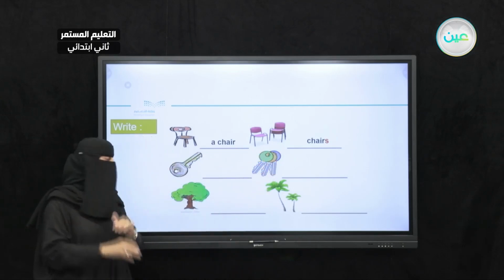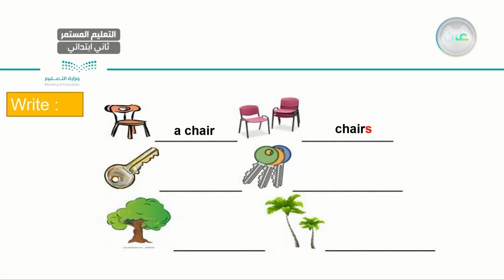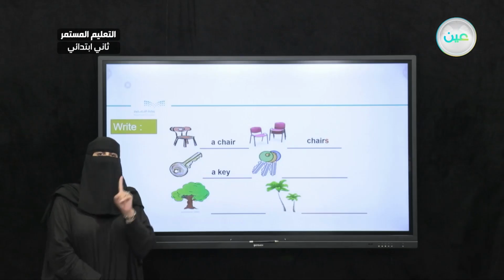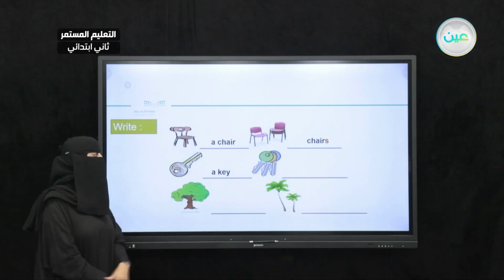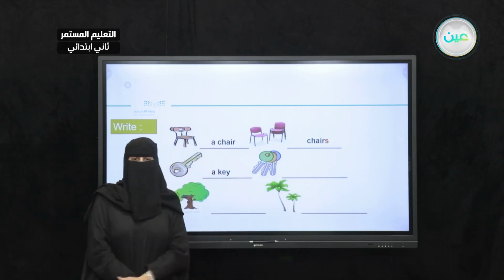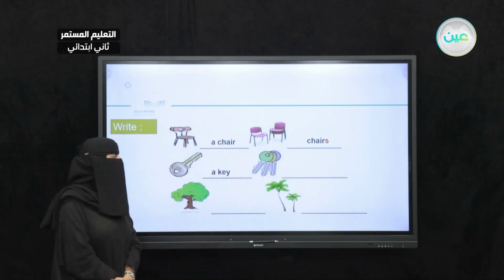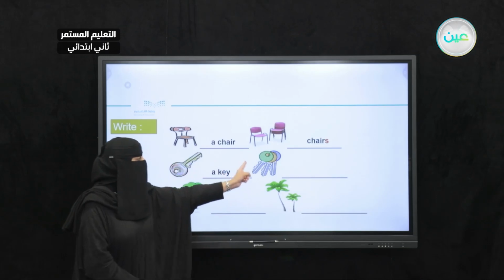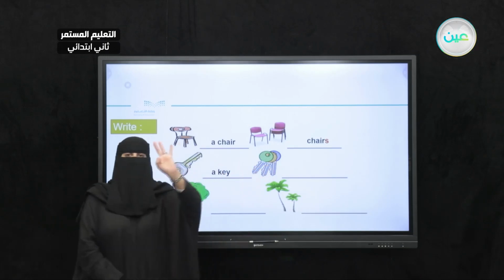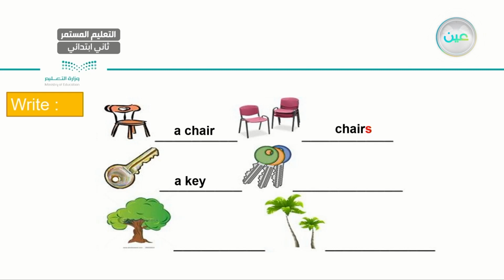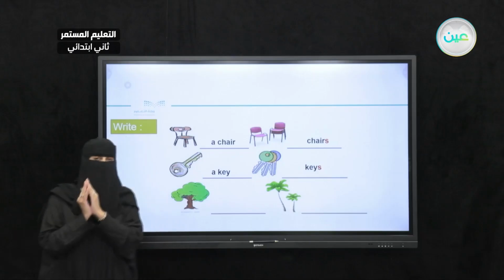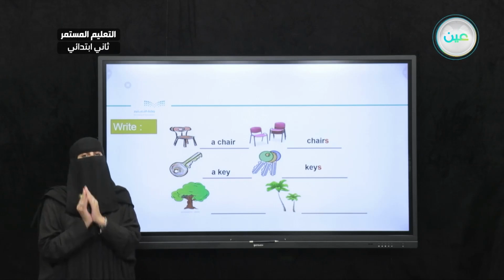Okay, let's go to the next one. How many keys can you see? A key, just 1. A key, very good, singular. How many keys can you see here? 1, 2, 3. I can count 3 keys. Keys. It ends with an S because it's a plural.